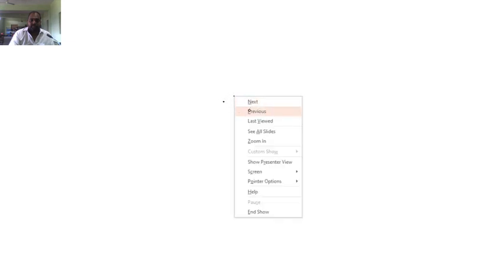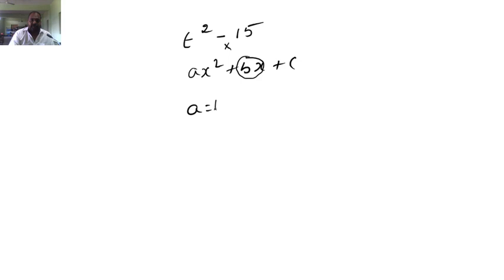Next model, t square minus 15. So the general form, standard form, is ax square plus bx plus c. Here there is no bx, that means the coefficient of x is not here. So a is equal to 1, the t square coefficient is 1, b is equal to 0, c is equal to minus 15.